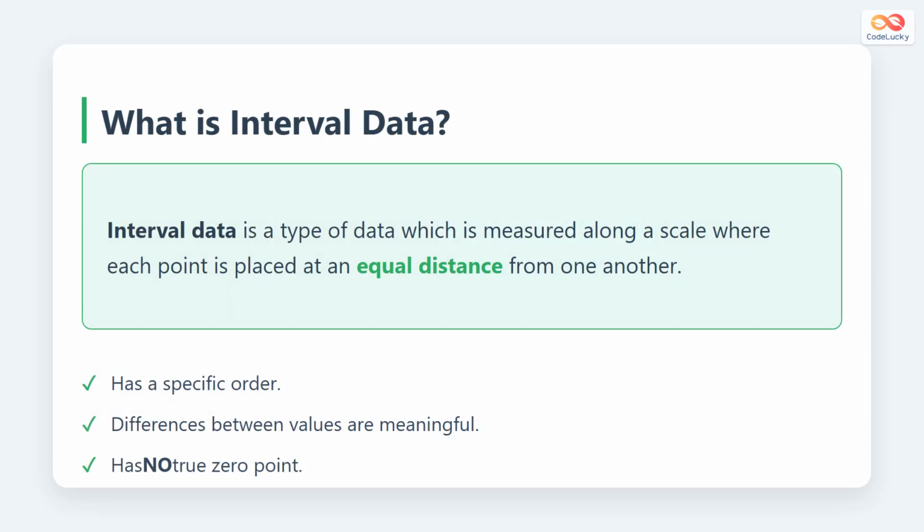So, what exactly is interval data? It is a type of data measured along a scale where each point is placed at an equal distance from one another. It has 3 main requirements. First, it has a specific order. Second, the differences between values are meaningful. And third, and most importantly, it has no true zero point.